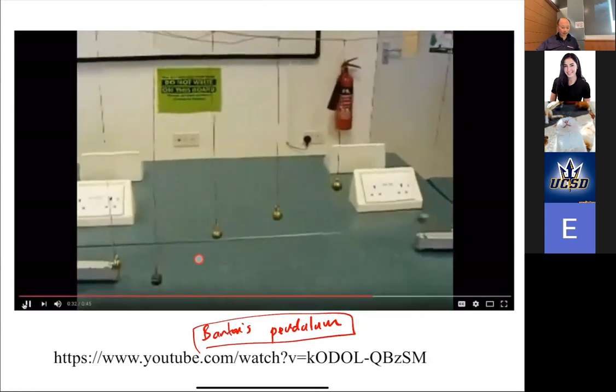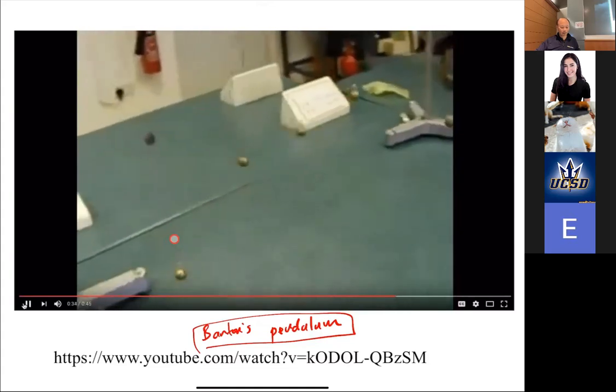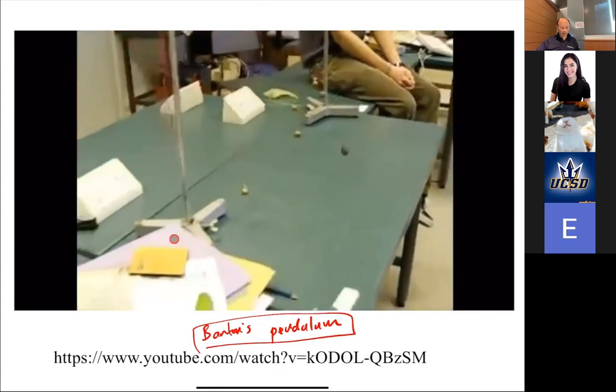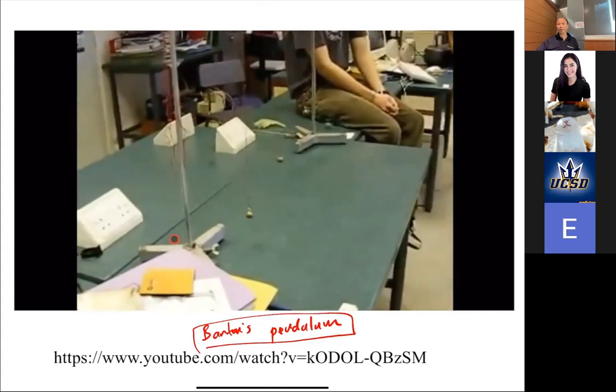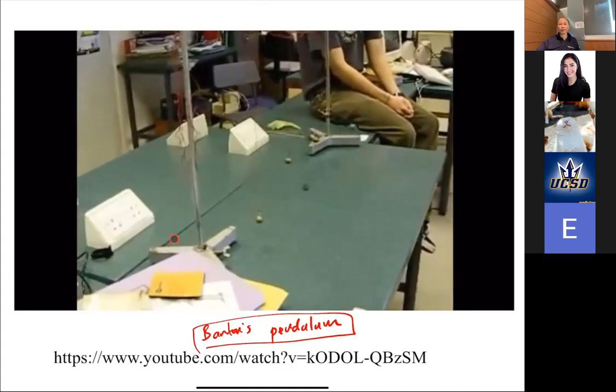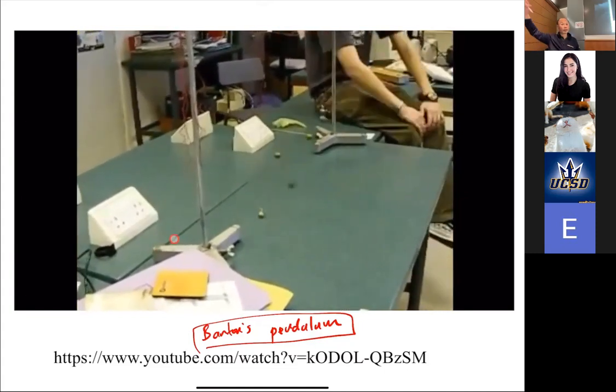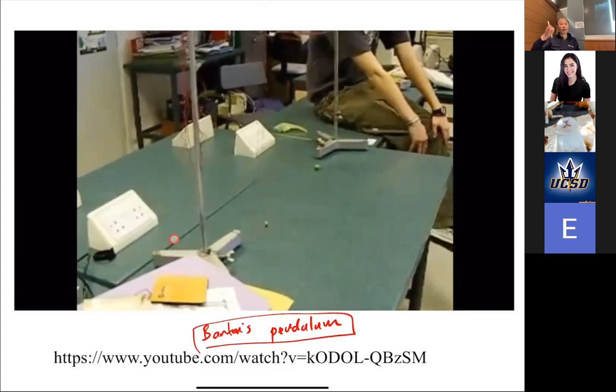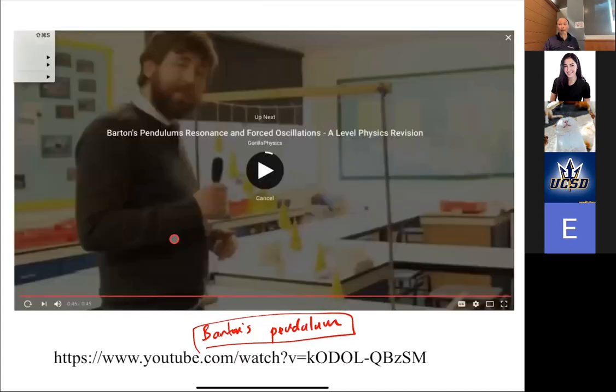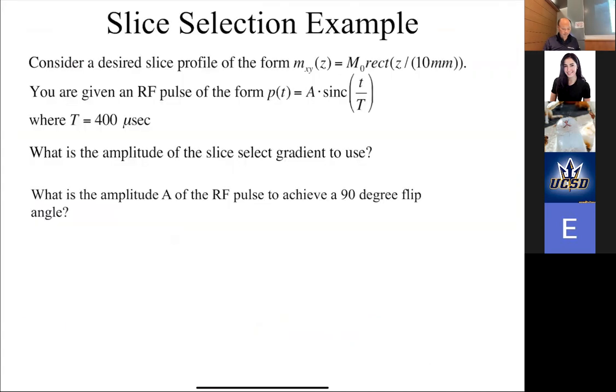Okay, so this is essentially a mechanical analogy of how slice selection works. It's essentially the same principle. You basically create a gradient of frequencies, and then only the ones in the area where you're driving it are going to get excited. Okay, so we're not going to do this example in depth since it is the last day of class.